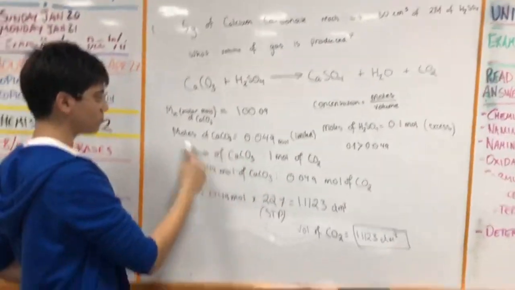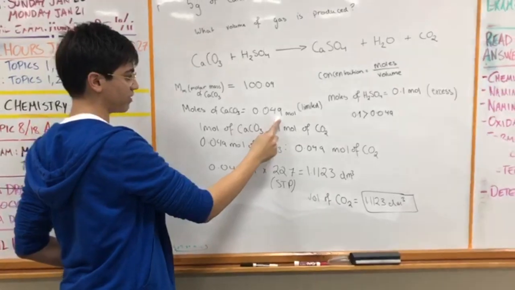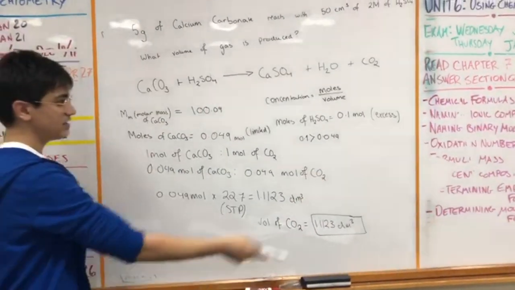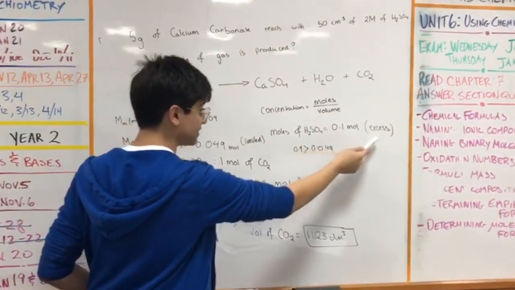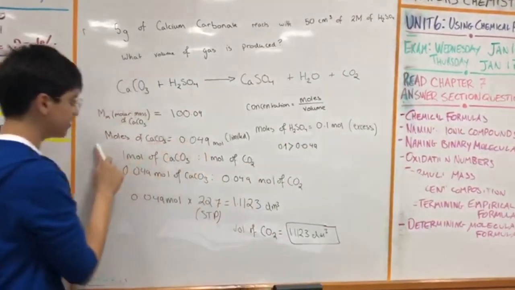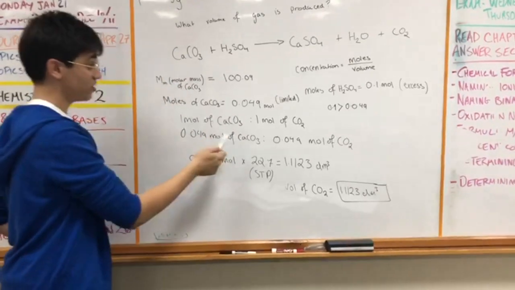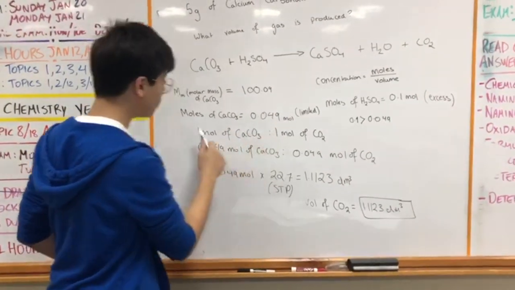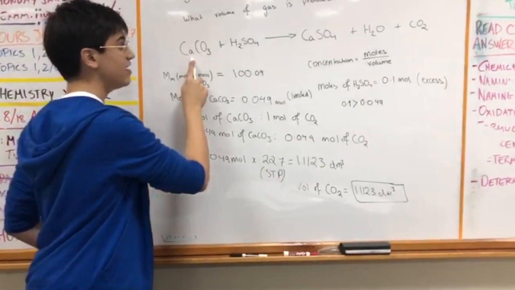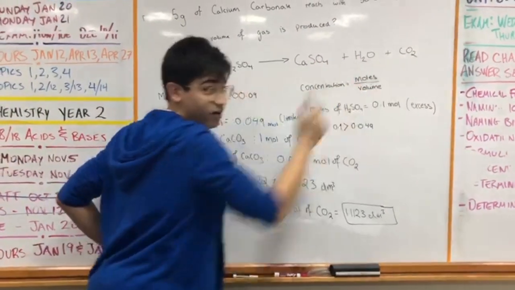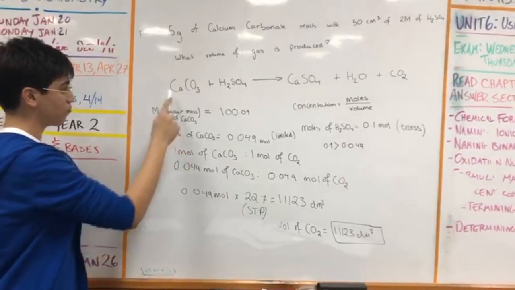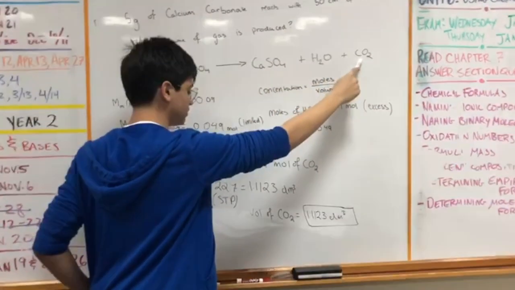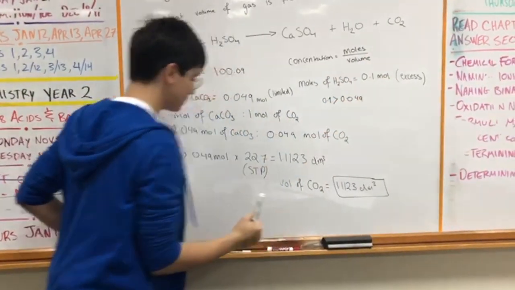Now by comparing the moles of calcium carbonate, which is 0.049 moles, and the moles of H2SO4, which is 0.1 moles, we can clearly see that the sulfuric acid is in excess as it has more moles, and the calcium carbonate would run out first. So this is the value that we'll use. For 1 mole of calcium carbonate, we see that it produces 1 mole of carbon dioxide. So therefore, for 0.049 moles of calcium carbonate, you will also produce 0.049 moles of carbon dioxide.